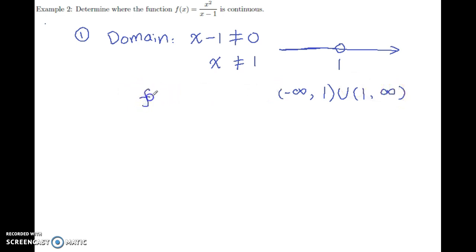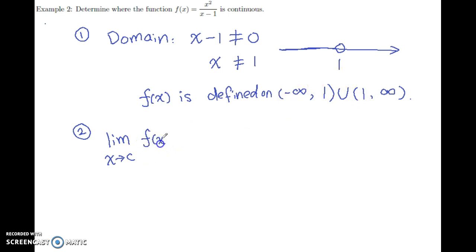Well, we know f of x is defined on this interval because the denominator is not 0. So once we know where f of x is defined, we want to find out where f of x has a limit. So we find the limit as x goes to c, and we want c to be in this interval. So c is not 1.